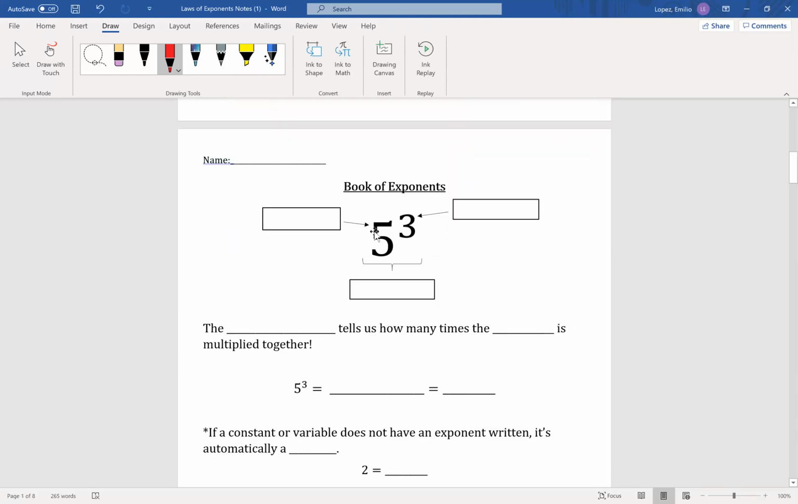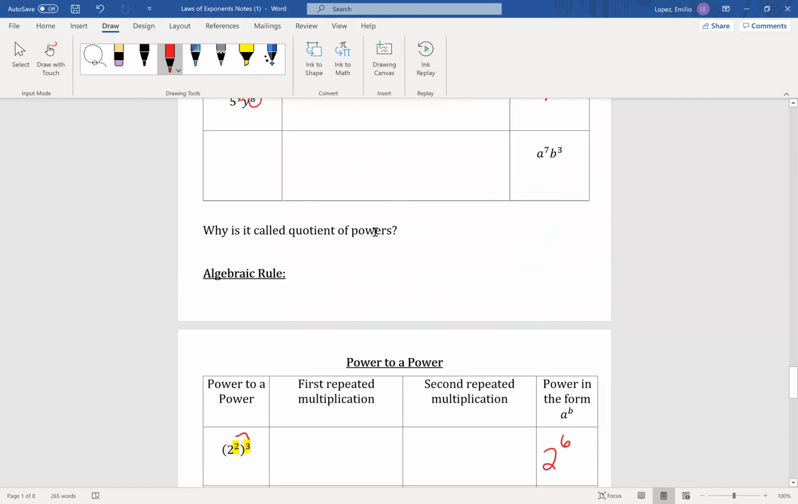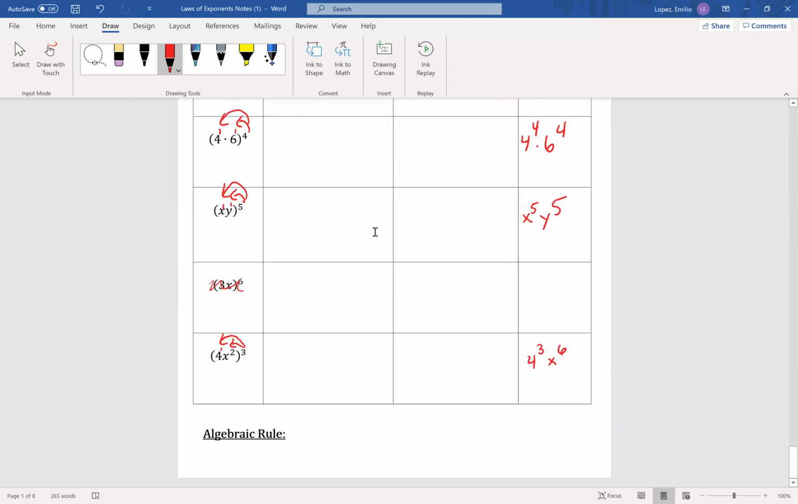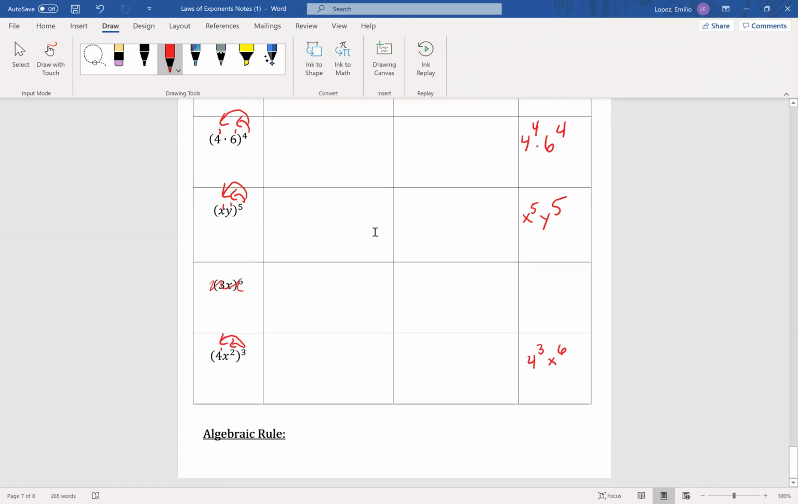Sorry, it keeps doing that. My hand keeps touching the keyboard. But where were we? I lost it.